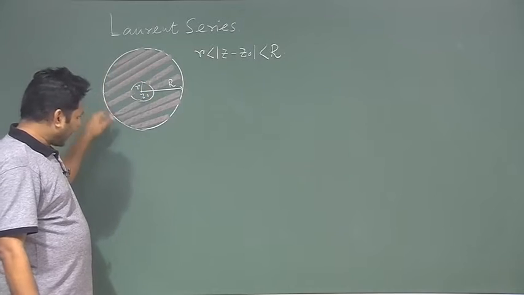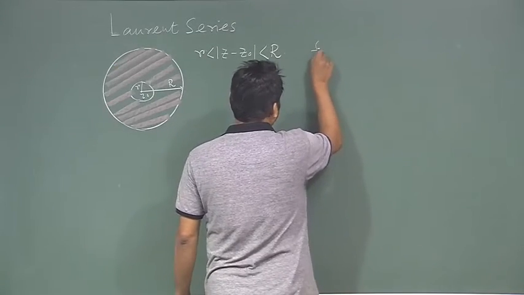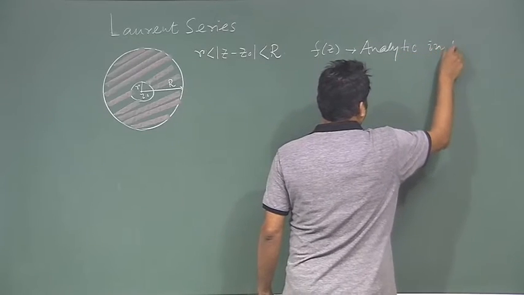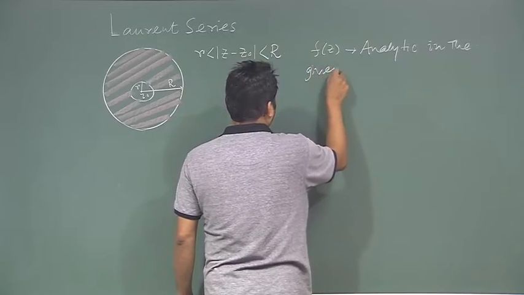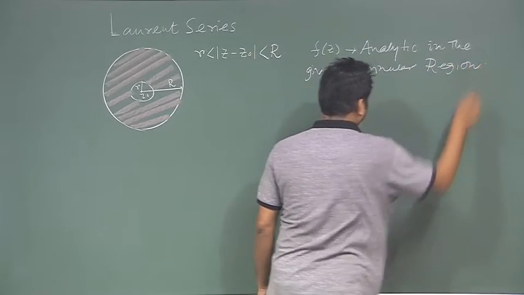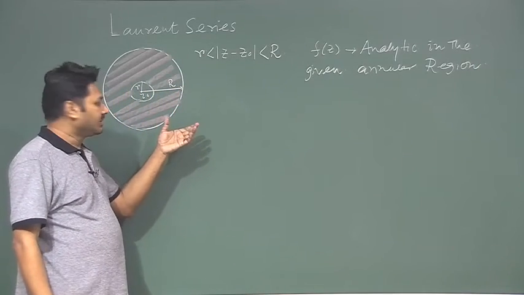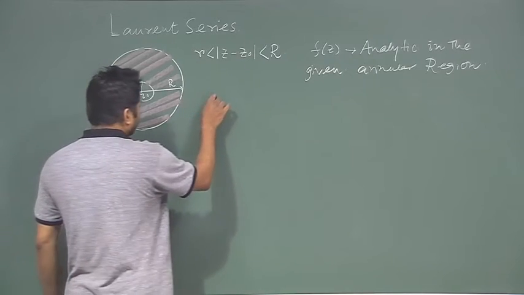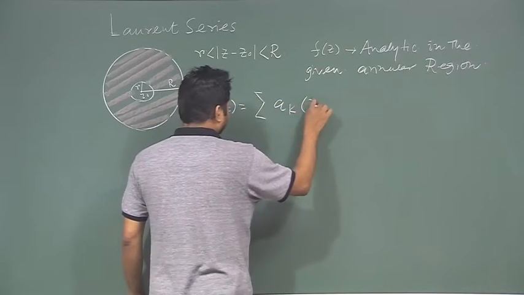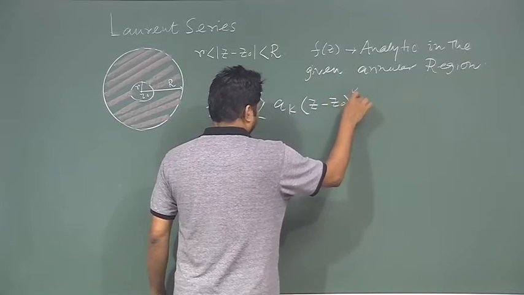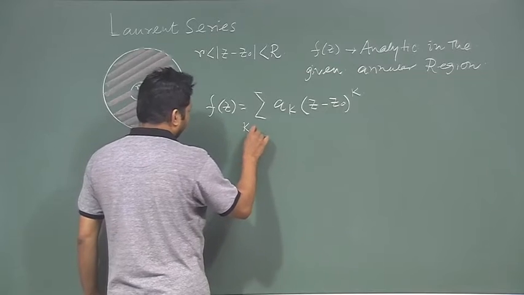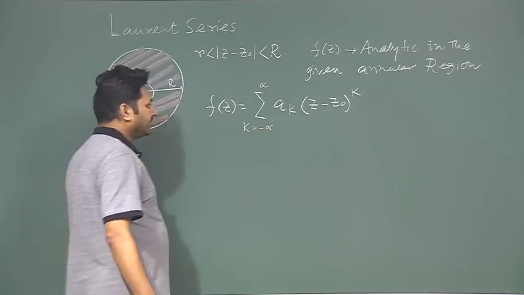So, the function f(z) is now analytic in this annular region. When f(z) is analytic in the given annular region, then I can expand this function f(z) also as a power series having the same form like this, where my limit of k is something different here, which is minus infinity to infinity. That is the new part I am adding here.